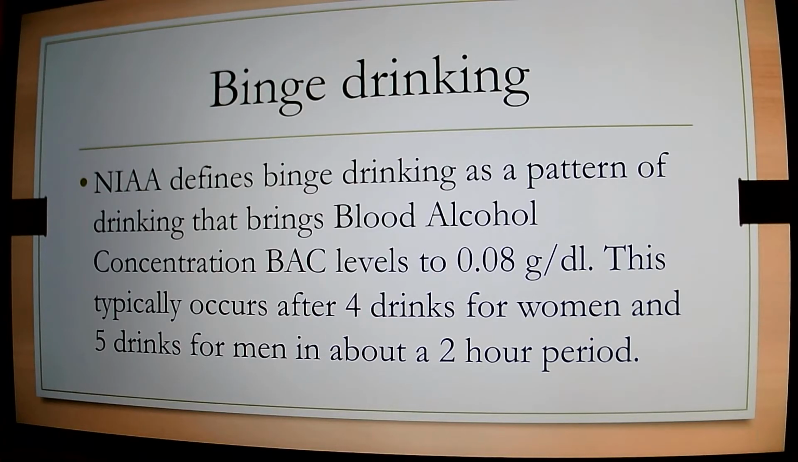Binge drinking: NIAAA defines binge drinking as a pattern of drinking that brings blood alcohol concentration levels, BAC, to 0.08. This typically occurs after 4 drinks for women and 5 drinks for men in a 2-hour period.